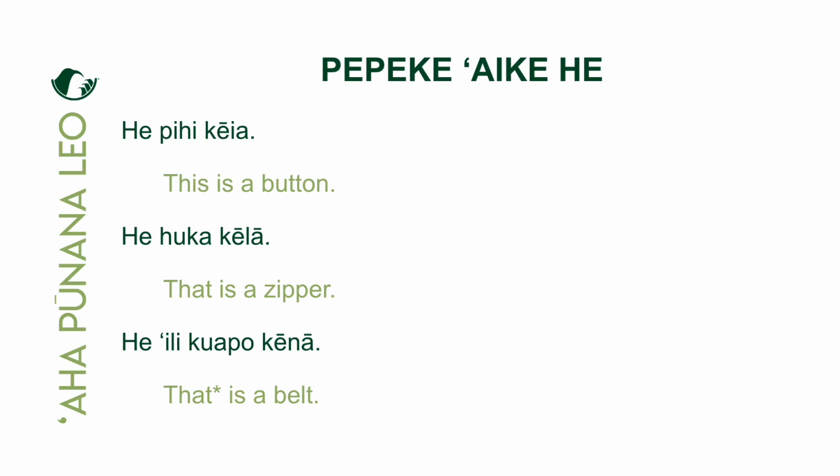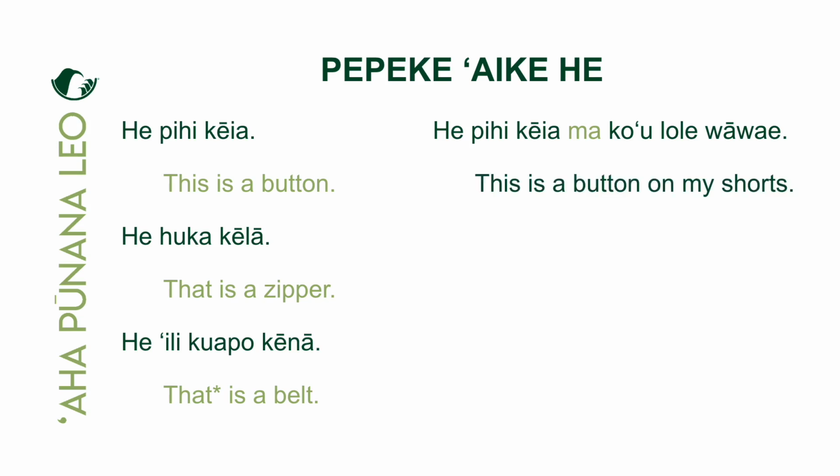Okay, so here's our simple Pepeke ʻAike he phrases that we can make a little bit more informative with the use of an ʻami and a ka'imemea sequence. Right. He pihi keia ma ko'u lole wāwae. He pihi keia ma ko'u lole wāwae. This is the button ma ko'u lole wāwae, on my shorts.